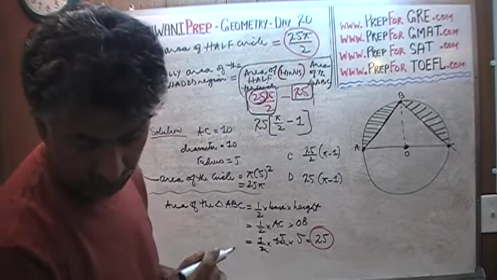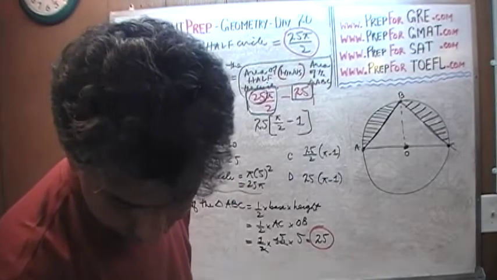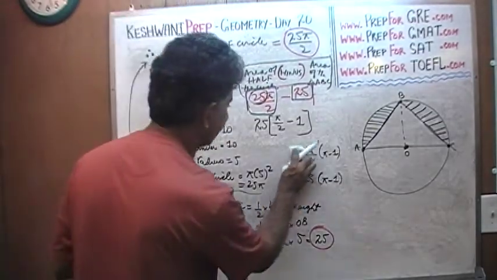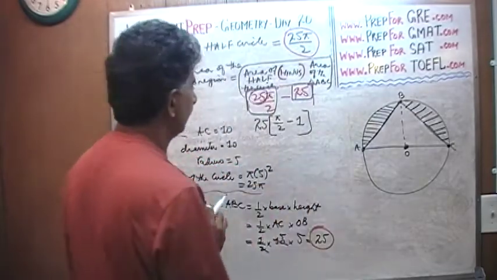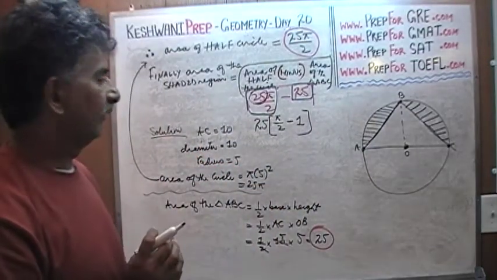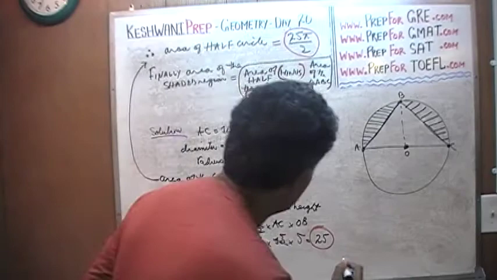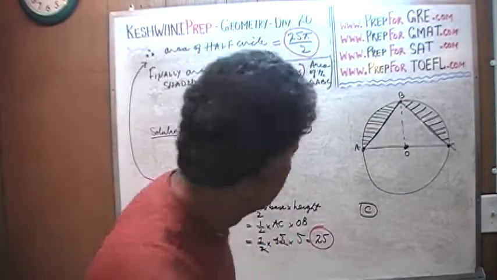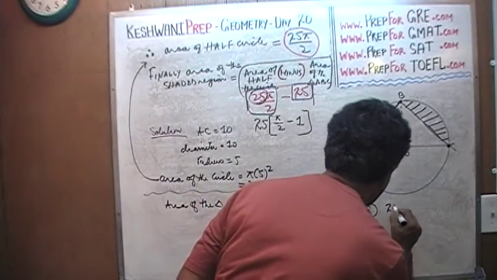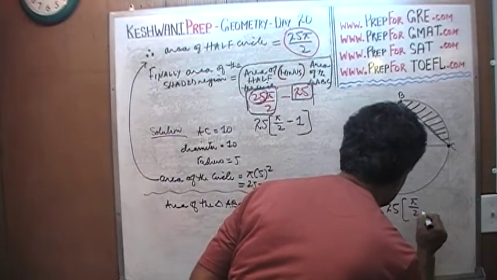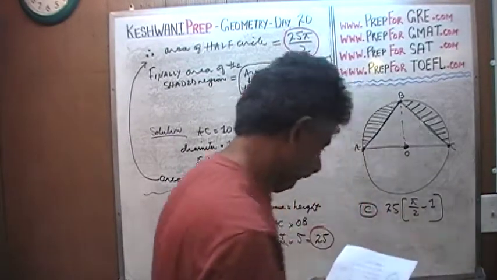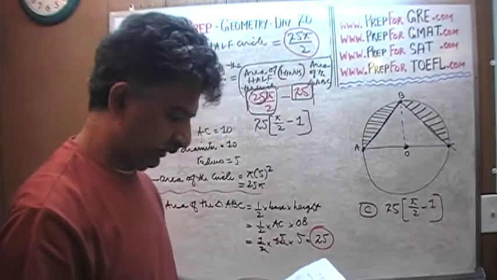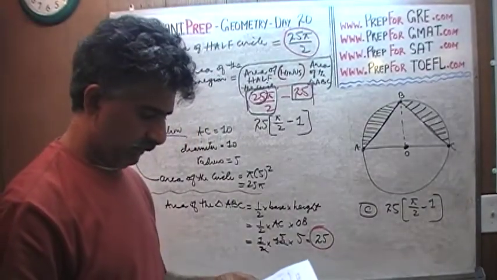Oh, I made a mistake in giving you the answer choices, didn't I? Sorry about it. This is the answer. Forget about the answer choices. That's the final answer. I made a mistake. The answer choice C should have been 25 times pi over 2 minus 1. Instead, I do not know how it happened, but I wrote the wrong thing.